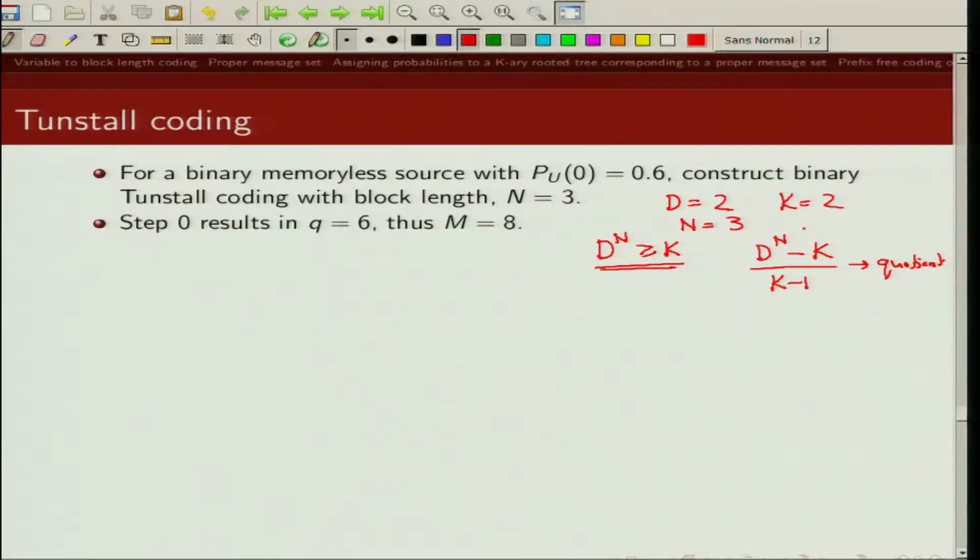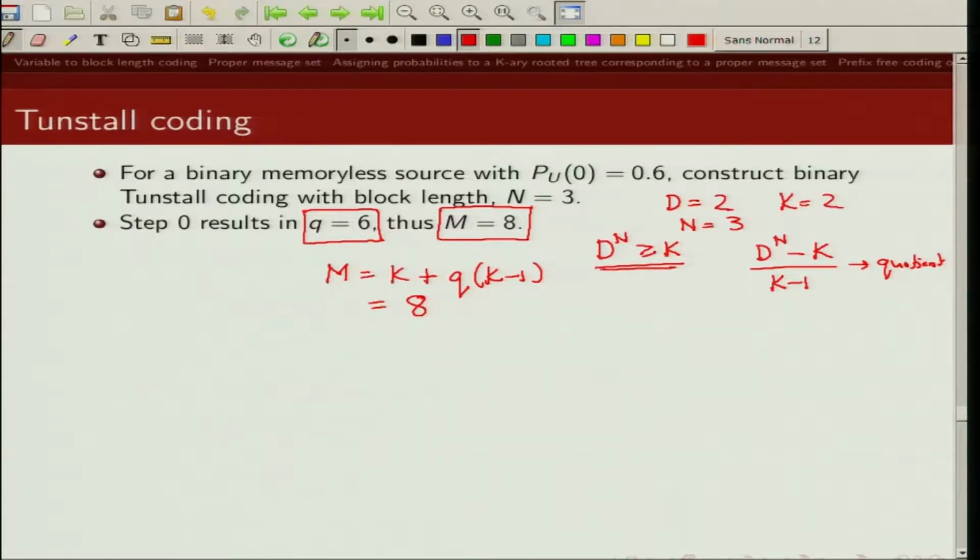K minus 1 is 1 in this case, and D raised to power n is 8, minus 2, that is 6. 6 divided by 1, the quotient is 6. So in this example, Q comes out to be 6. And of course, the number of messages, D raised to power n, is given by K plus Q times K minus 1, and this is 2 plus 6, that's 8. So in this case, we can find a Tunstall message set.